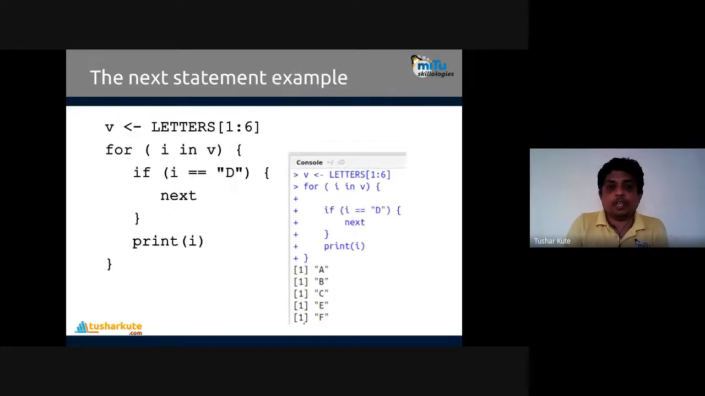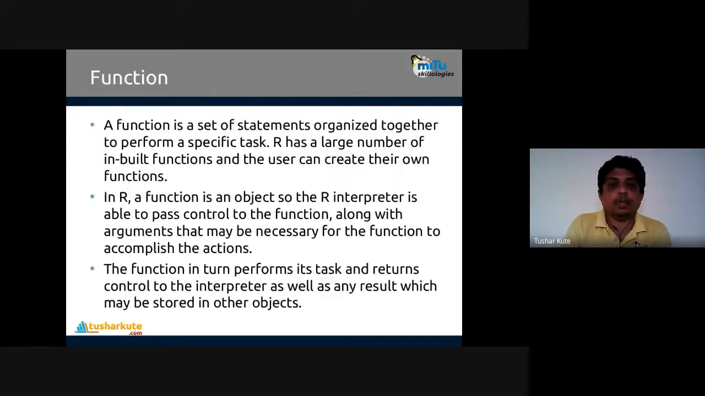See this one. Now the next can be used for skipping the D only. So whenever the D is present, it will skip that. To skip the current iteration of the loop, we will make use of the respective method over there. Take this next statement that we can apply.